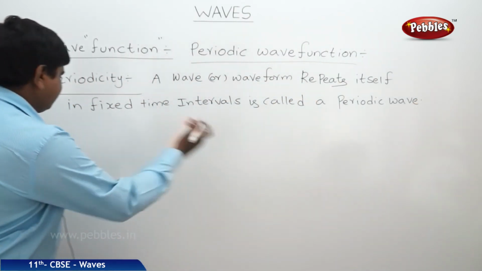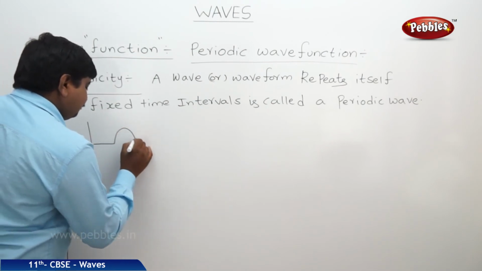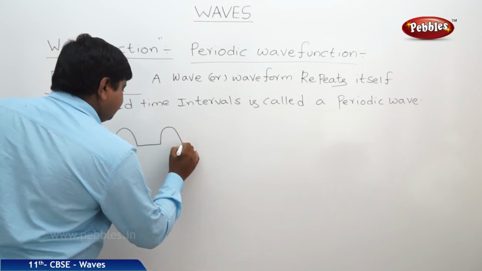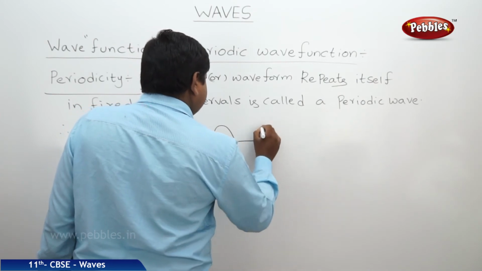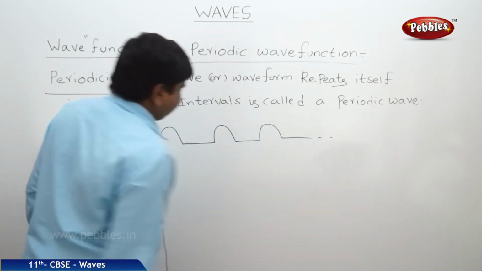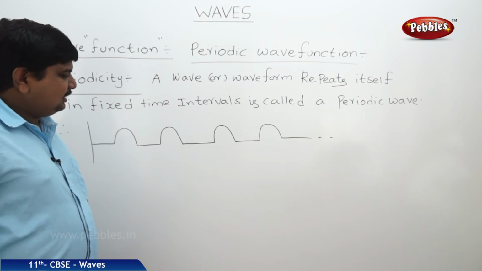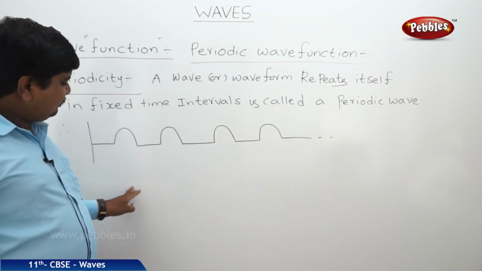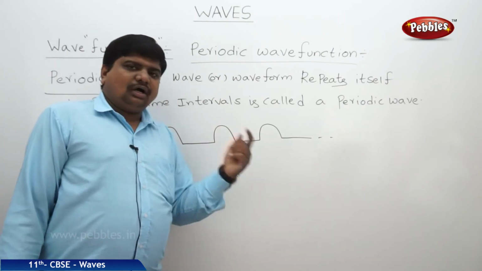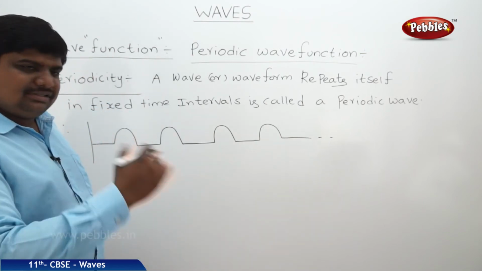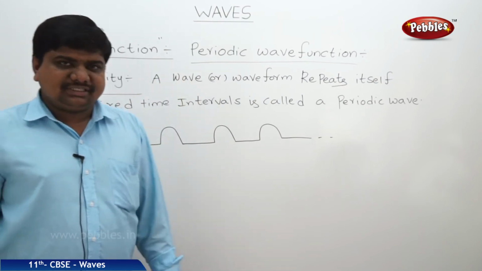So in this case, this is the waveform. These up peaks, only up peaks we are observing, were formed after fixed time intervals. The time interval between these two, and these two, and these two is the same. So if the time interval is not fixed, of course the waveform is repeating itself, but it is not said to be a periodic wave function.